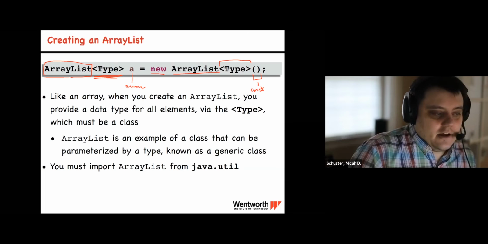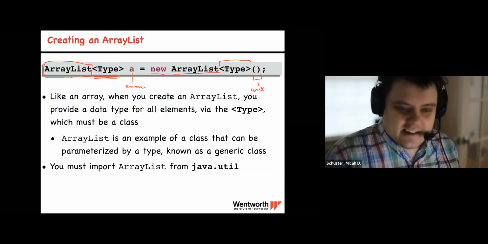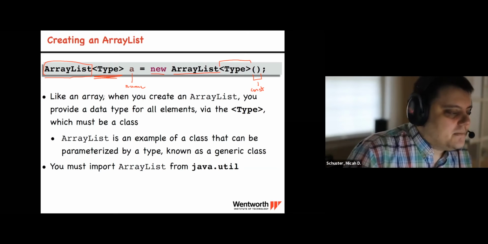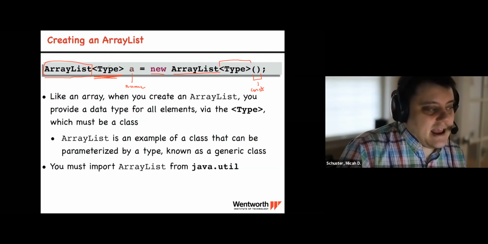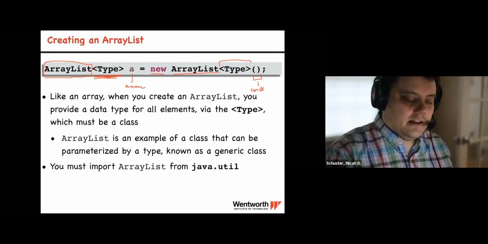The new syntax, though, comes from this idea of a generic class. And again, in CS2, that's something that we'll talk about later on. You put a type in here, and that's going to be the type of elements in the list.